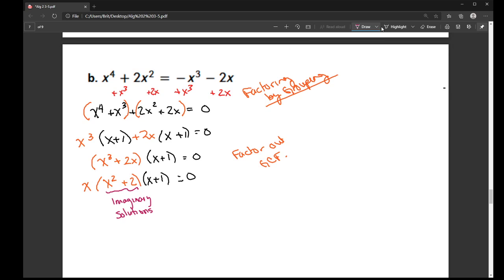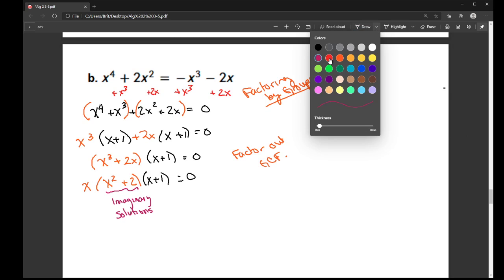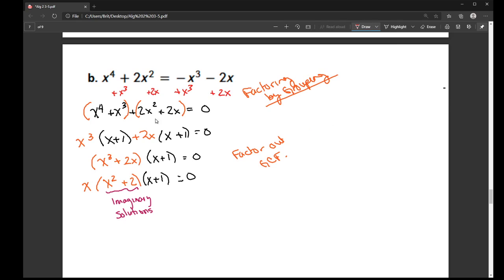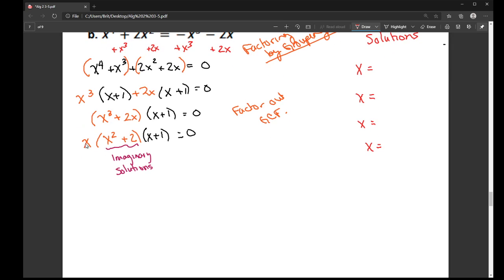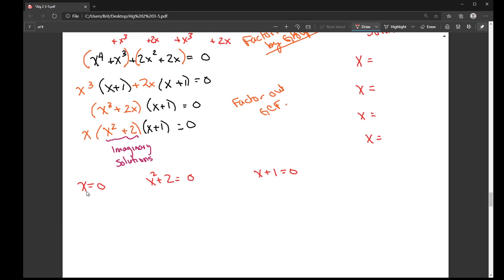Because this is x to the 4th, the original polynomial has x to the 4th, that didn't go away, I know I'm going to have 4 solutions, okay? And so to find these solutions, I'm going to take each of these and set them equal to 0. So I have x equals 0, x squared plus 2 equals 0, and x plus 1 equals 0. So my first solution is there right away.